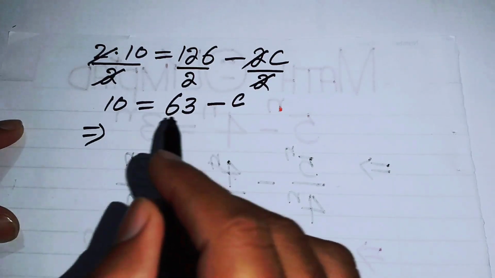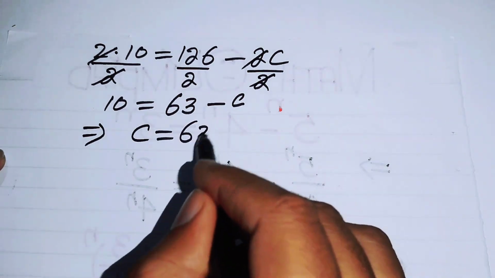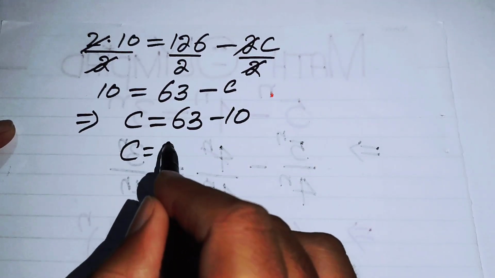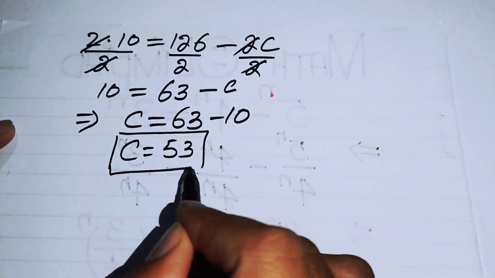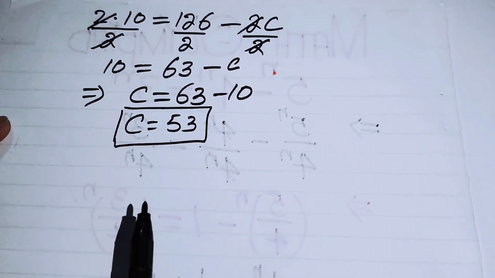So this implies that we move C to the left hand side and we move 10 to the right hand side, and you get 63 minus 10, and we finally get the value of C equals 53.